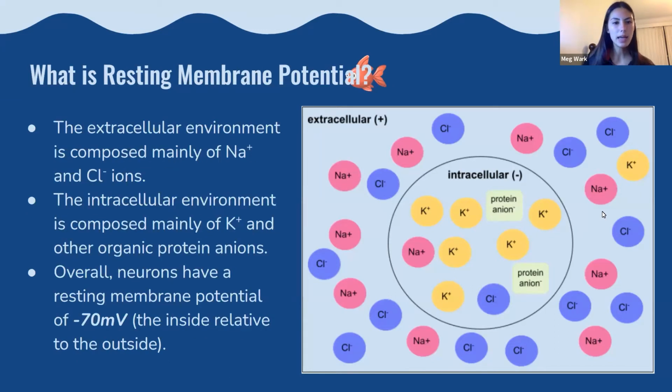So if we go to this slide, the extracellular environment is composed of mainly sodium and chloride ions. As you can see, we've got the pink sodium ions and the purple chloride ions. And the intracellular environment is mainly composed of potassium ions and organic protein anions. You don't really need to know anything specific about what these protein anions are, just that they are negatively charged. Overall, neurons have a resting membrane potential of negative 70 millivolts. So that's an important number, which you need to remember. And we're talking about the inside relative to the outside here. Because the inside is more negative than the outside, that's why it's negative 70 millivolts.